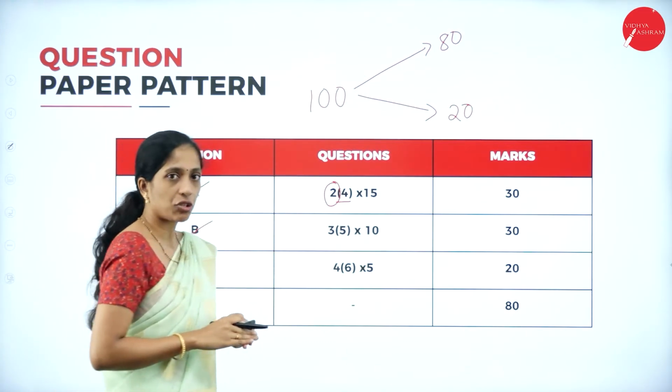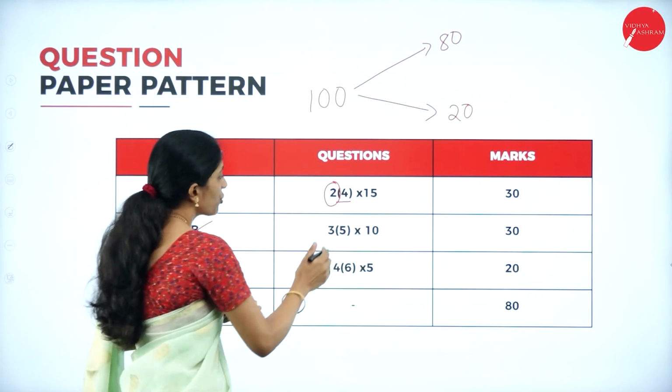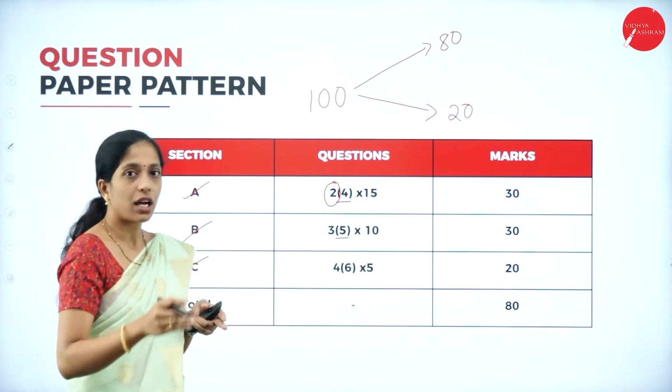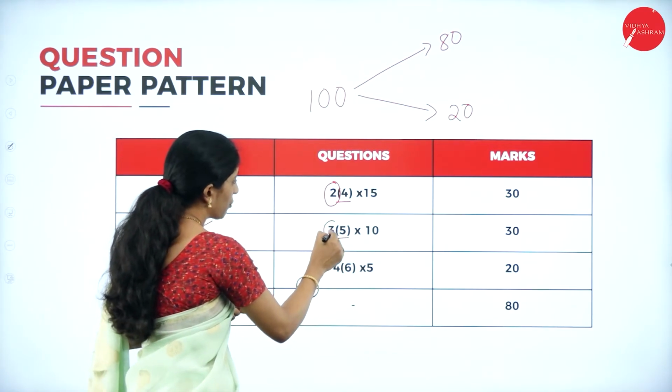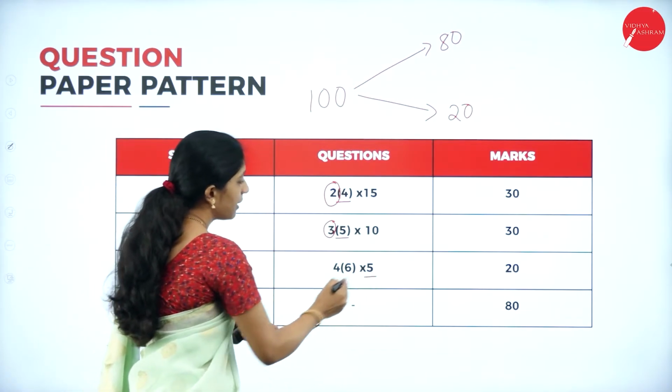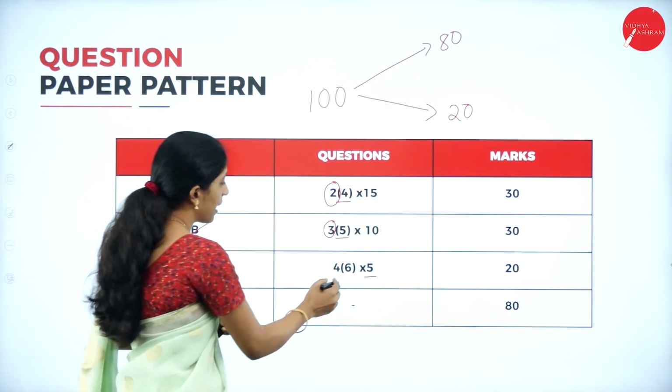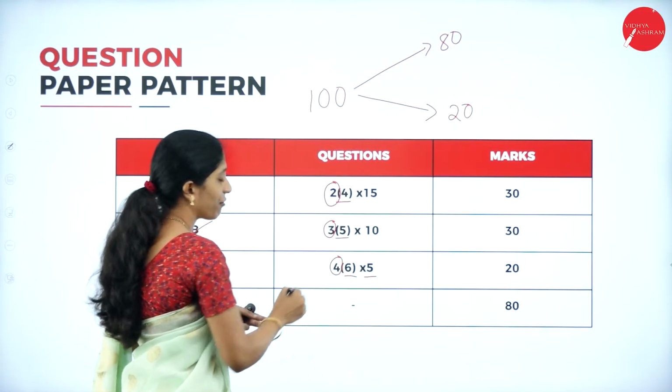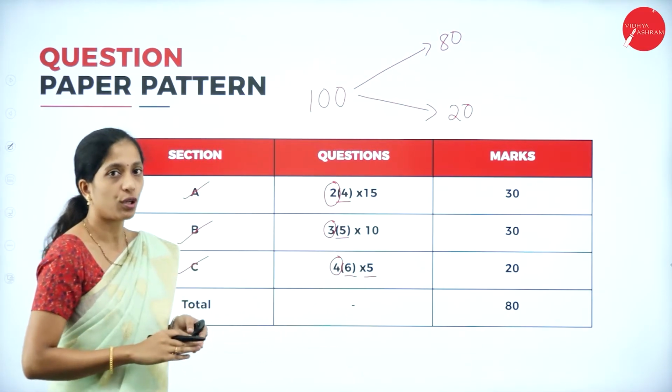Now coming to Section B, that is for 10 marks. They will ask 5 questions of 10 marks, out of which you have to answer any 3 questions. Now coming to Section C, that is for 5 marks, where they will ask 6 questions, out of which you have to answer any 4 questions.